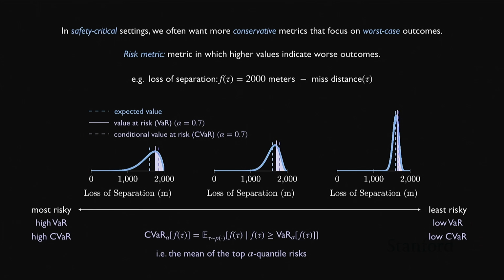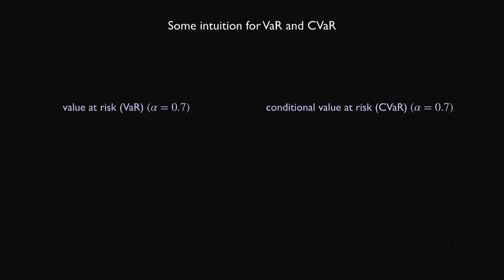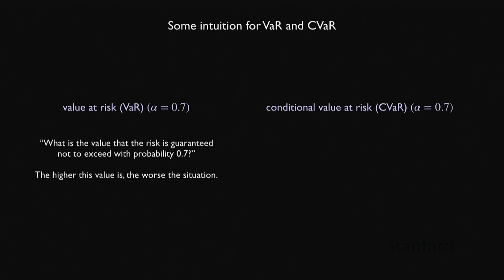And before I pause for questions, I just want to give some intuition for what these are, because when I first heard of these quantities, they just seemed a little out there, kind of weird. So the value at risk, specifically if we set, for example, alpha equal to 0.7, is the value that the risk is guaranteed not to exceed with probability 0.7. So we're saying we know with probability 0.7 that for sure the risk is not going to be higher than this value. And so if we can say that that value is low, we can feel good about it, and the higher it is, the worse the situation.